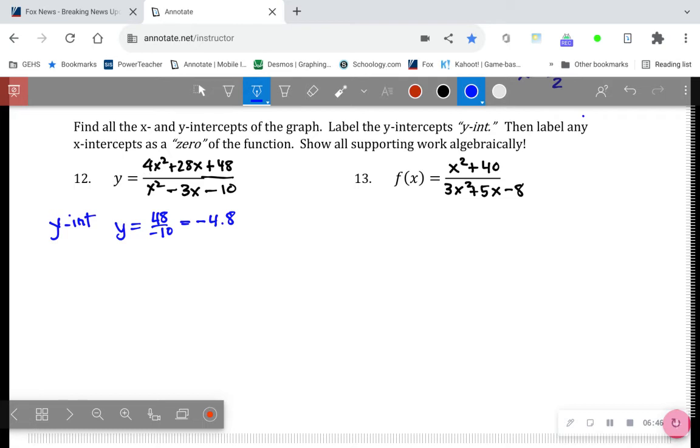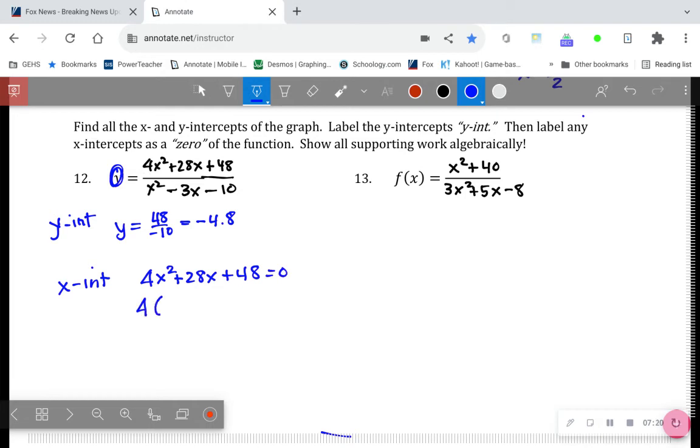Let me label it here. My pen is having a little bit of trouble. And across the bottom, the x-intercept, let's find that one. What you do there is you set the y equal to 0, and that tells you this fraction is equal to 0, and the only time a fraction equals 0 is when the top equals 0. So this is how you do it. You set the top equal to 0, and you'll need to factor it.